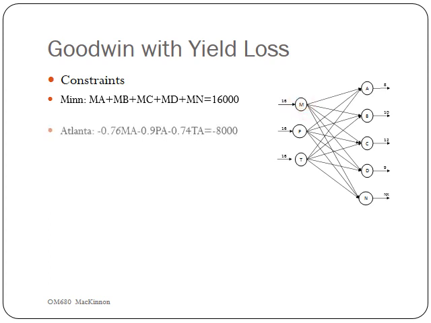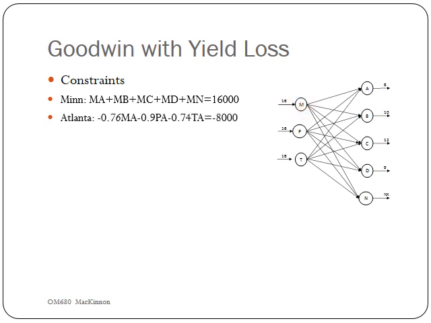On the demand side, we start having to take into account our losses. So we have a 24% loss from Minnesota to Atlanta. We have a 10% loss from P to A and a 26% loss from T to A. And I've skipped a little bit of the algebra, but you can go back and work that out if you need to.